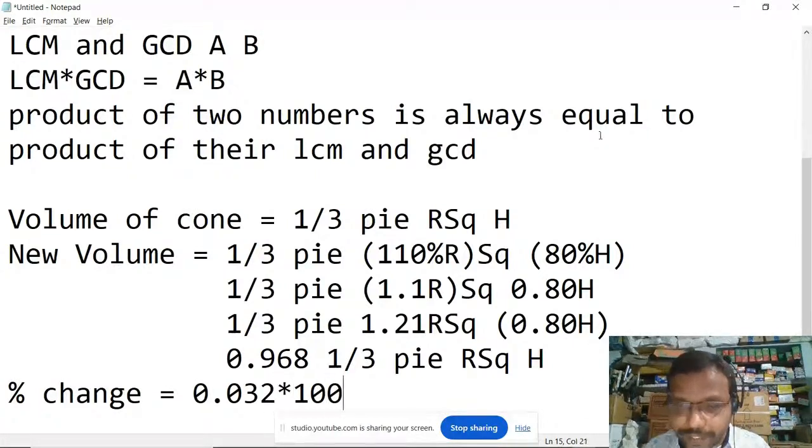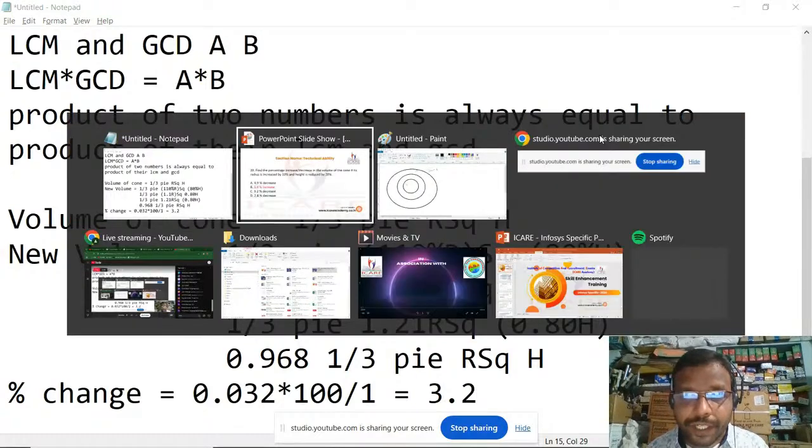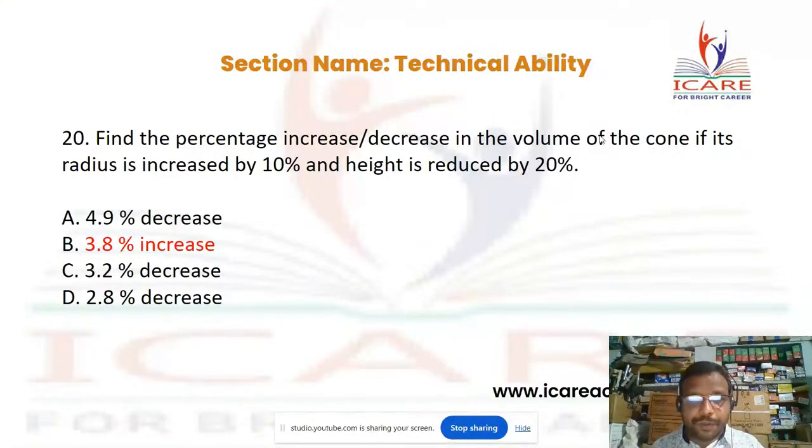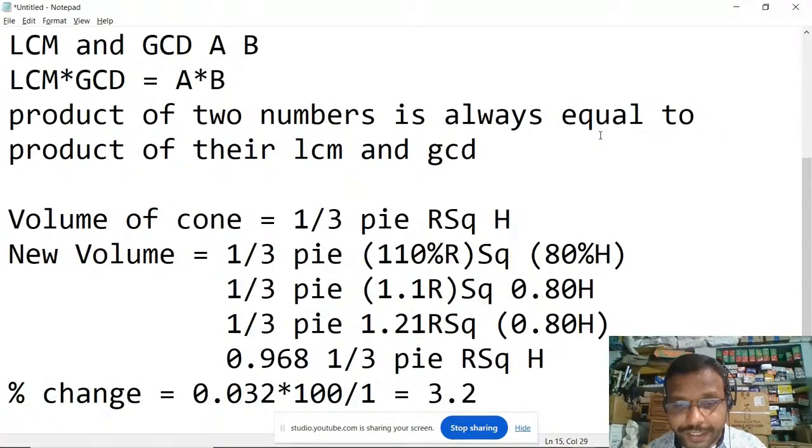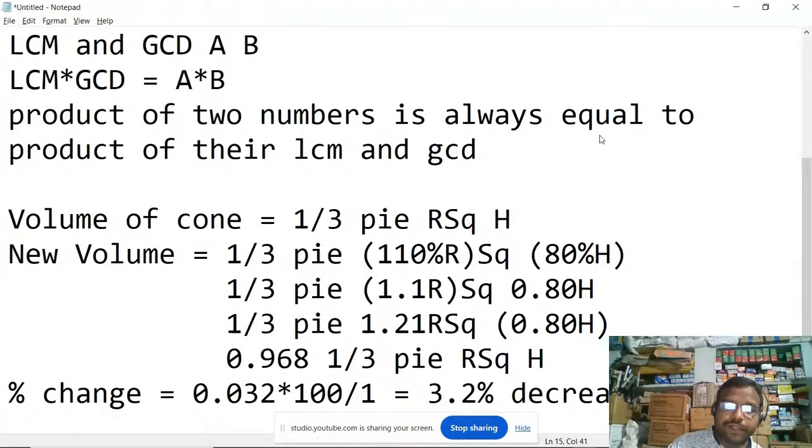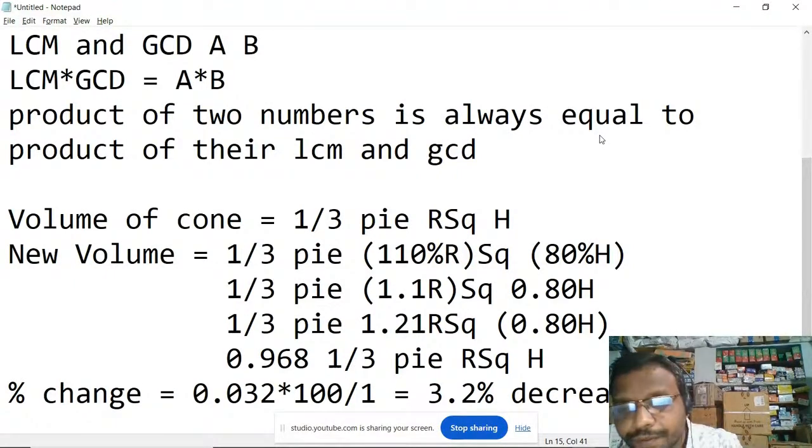Into 100 by, what is the initial value? 1. Nothing but 3.2 percentage decreasing. Understood all of you?